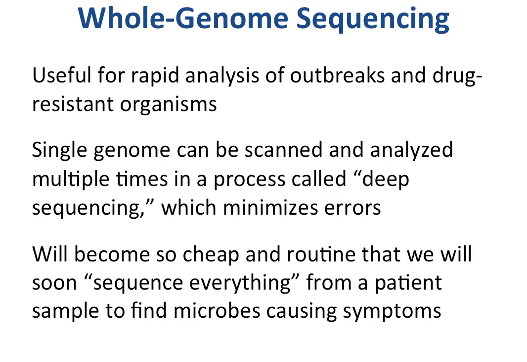So in the beginning, whole genome sequencing was very expensive. It cost about $10,000 to sequence just one chromosome. But now it's relatively cheap. It costs $1,000 to sequence one chromosome. So we can use this technique to sequence everything, okay?